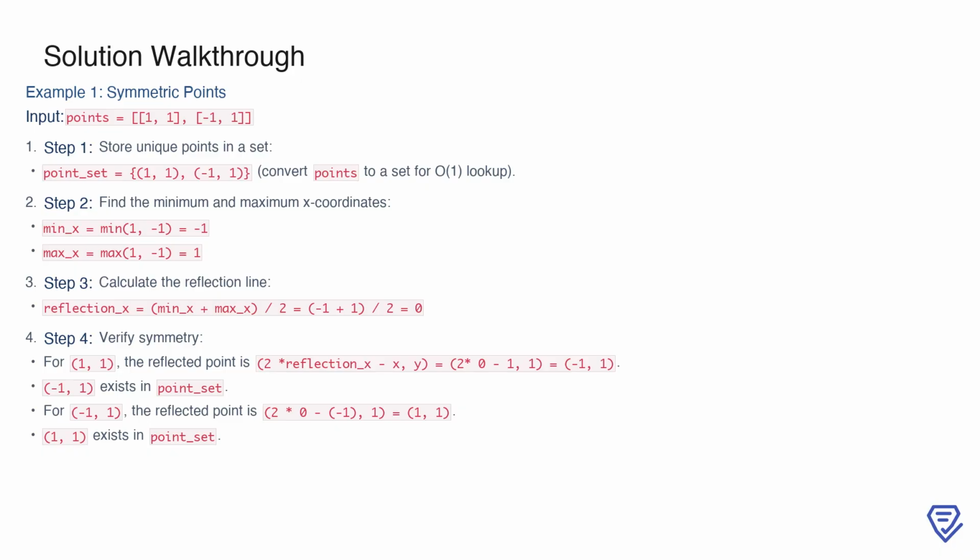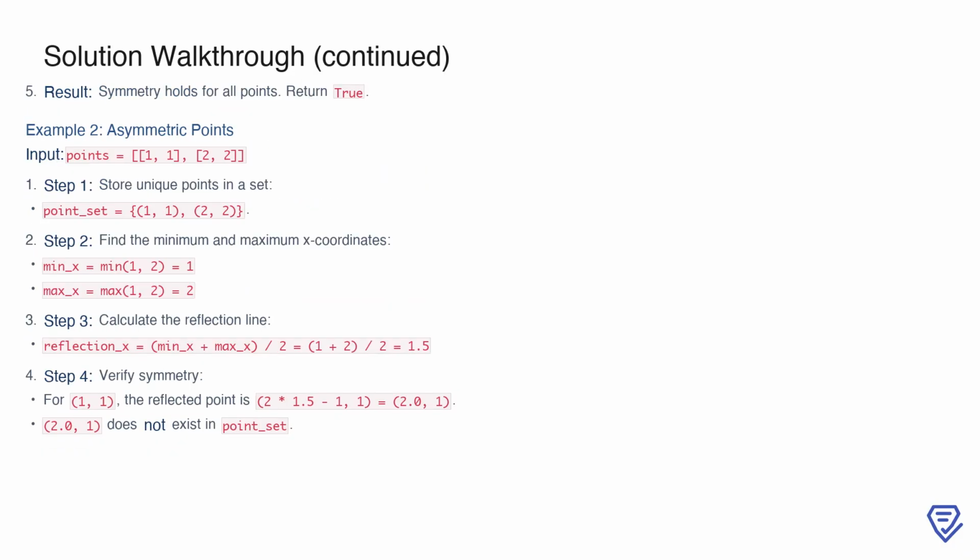Now, to verify symmetry, we check each point's reflected counterpart. For (1, 1), the reflected point is calculated as (-1, 1), which exists in our set. Similarly, for (-1, 1), the reflected point is (1, 1), which also exists in the set. Since both points have valid reflections, symmetry holds for this example.